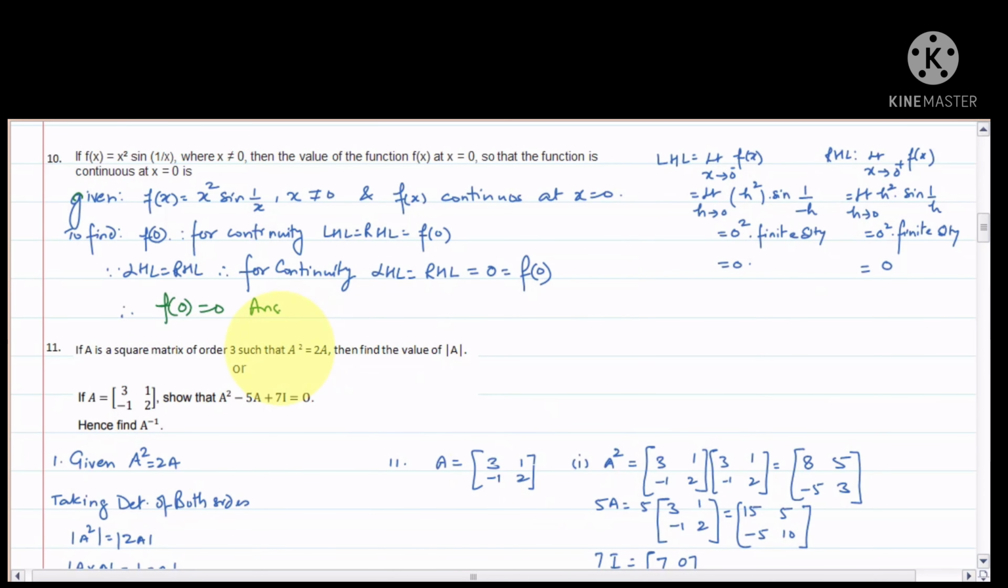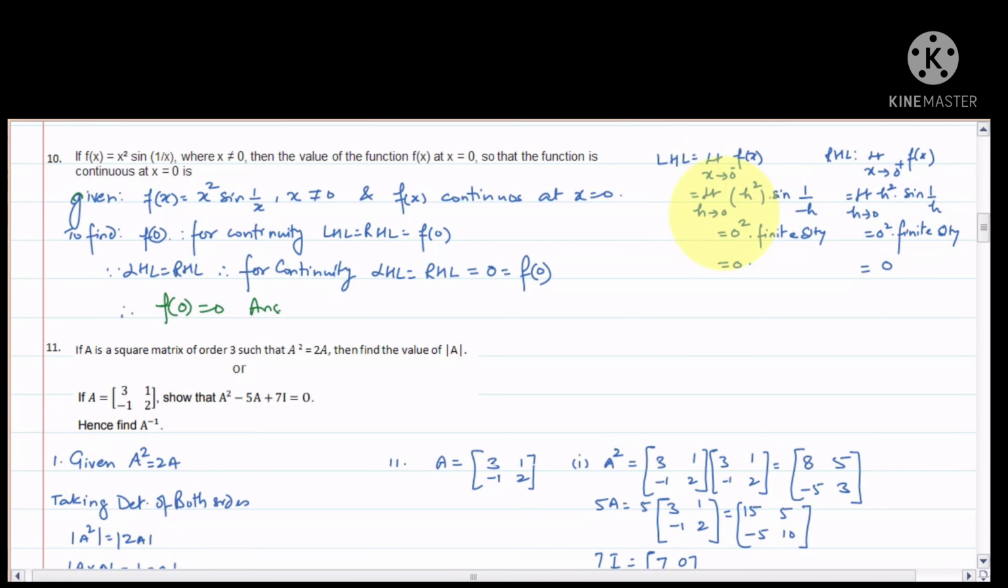So when function is continuous, that means left hand limit is equal to right hand limit, and the value of function at x is equal to 0, they all are same. So given f(x) is equal to x square sine 1 by x, we'll be finding out LHL. So what is LHL? What is left hand limit? So this will yield us, we have found the LHL over here.